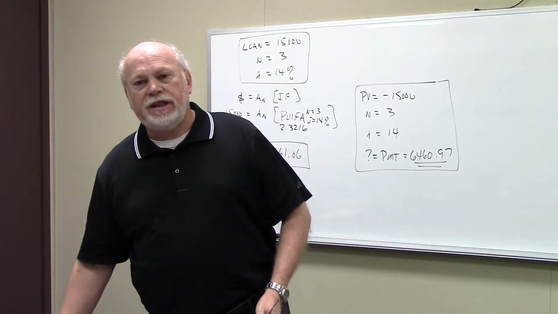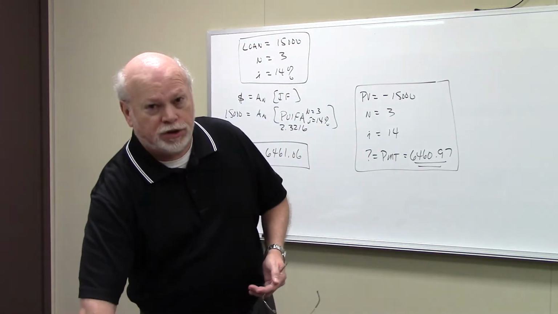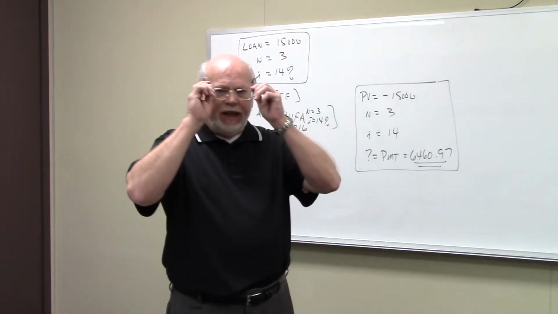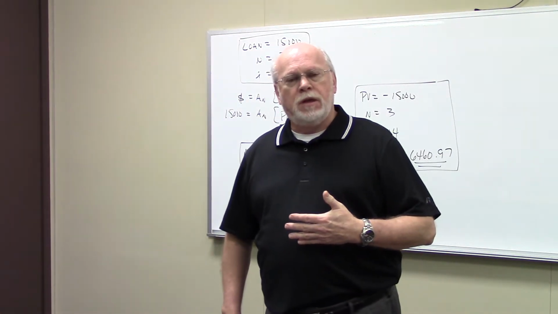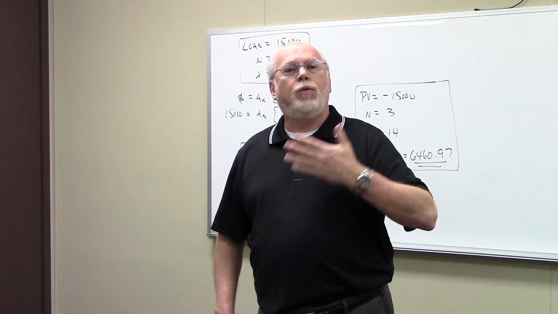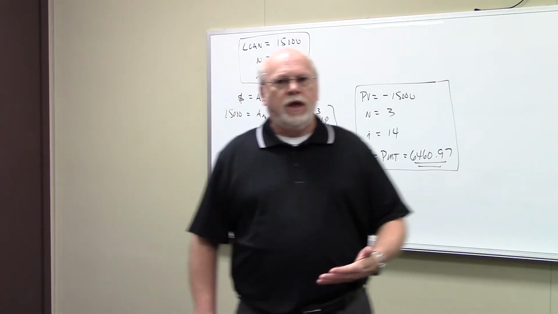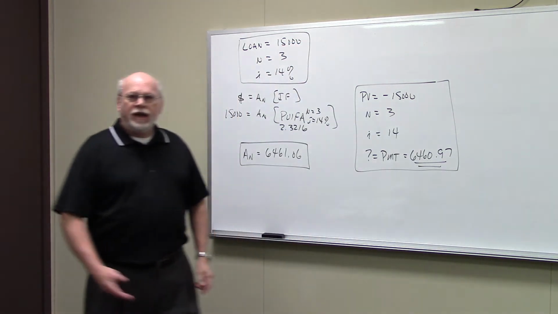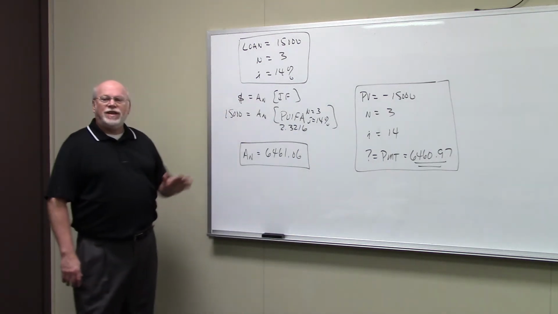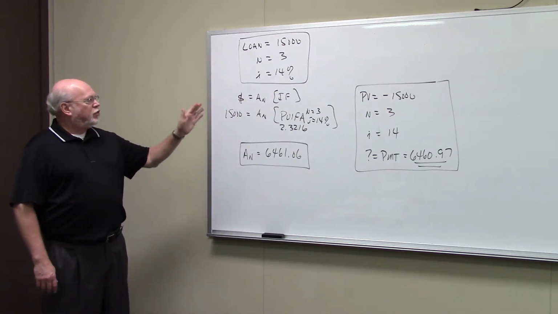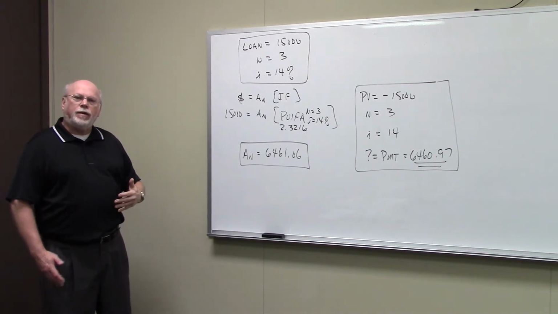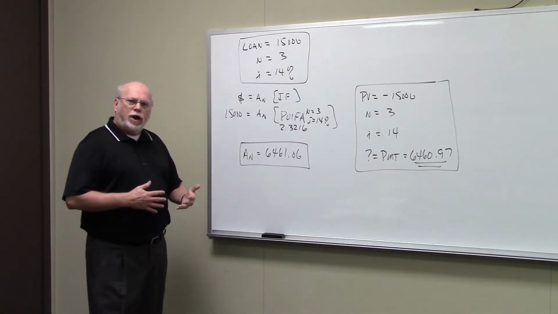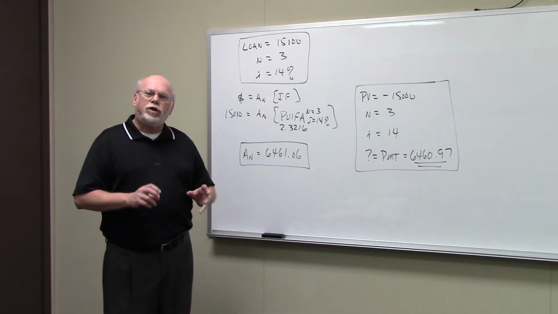Now, the first thing they do here is they give us the terms of the loan. And in finance, the terms of the loan are how much you're borrowing, for how long, and what's the periodic rate of interest. So in this case, they told us that Joan was borrowing $15,000 for 3 years, at 14% interest each year.